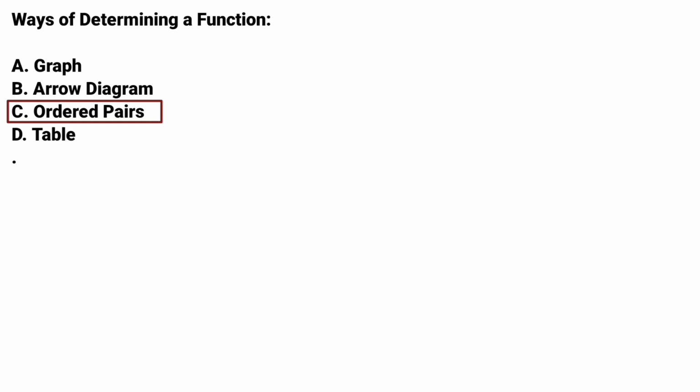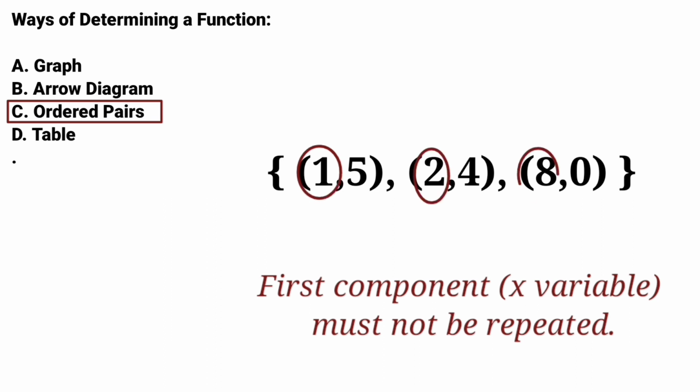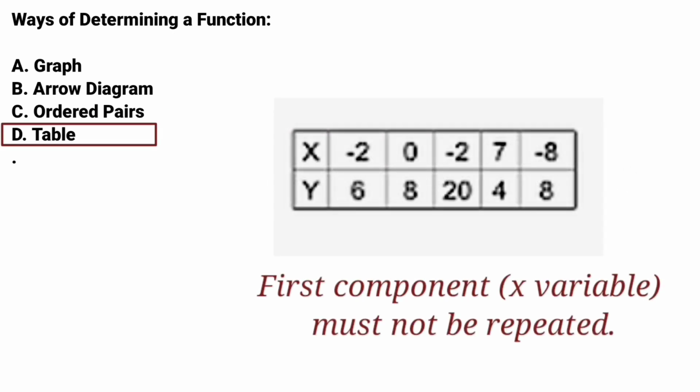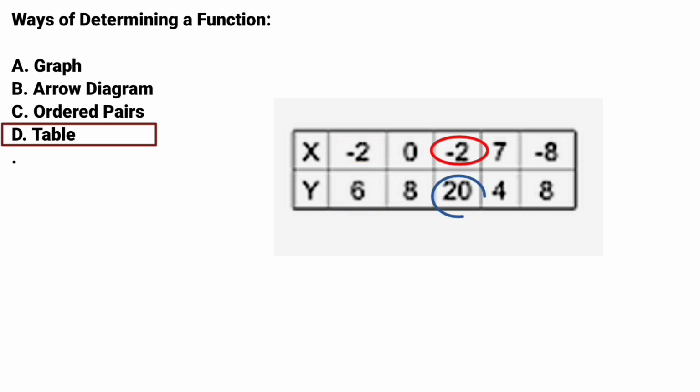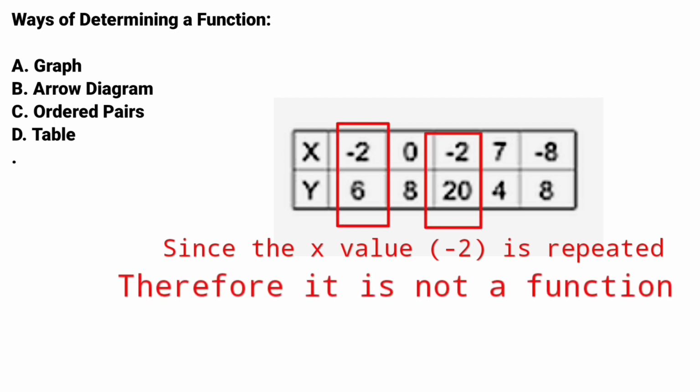Next, we have the ordered pairs. Pag naman nakasulat siya sa ordered pairs, tatandaan lang natin that first component or x variable must not be repeated. Hindi siya maaaring maulit pagdating sa table. Same rule. Yung ating negative 2, nakamap siya sa 6. Tapos meron pa ulit tayo ditong negative 2 na nakamap sa 20. Ibig sabihin, yung ating negative 2 na x variable, may dalawa siyang output or dalawang y, which is yung 6 and 20. At bawal yon.